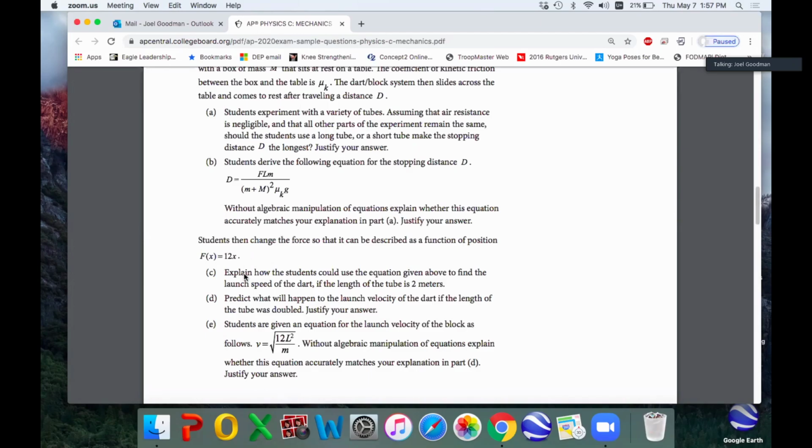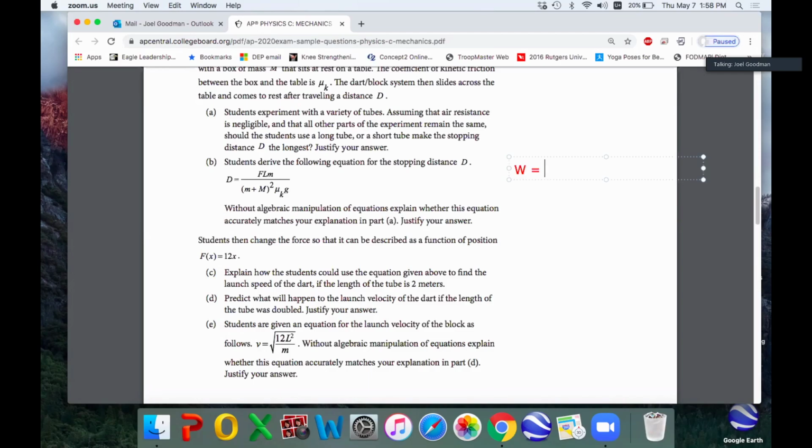Okay, explain how the student could use the equation given above to find the launch speed of the dart if the length of the tube is 2 meters. What do you think we're going to do? Take the integral from 0 to 2 of 12x. Okay, you could.